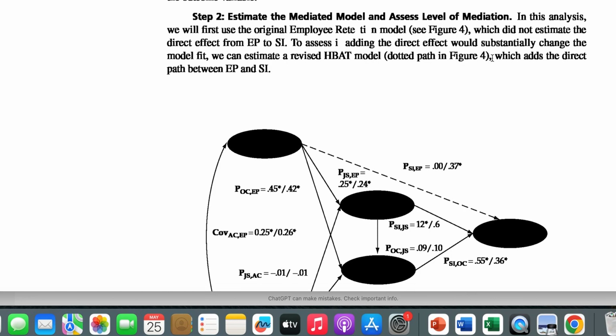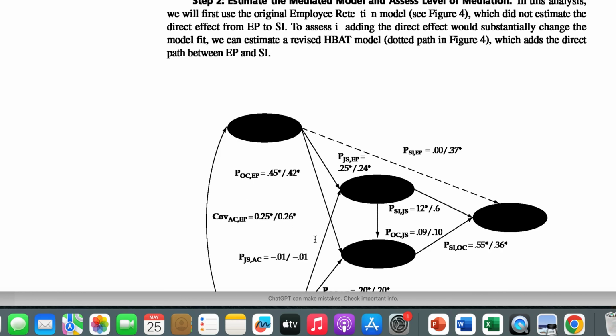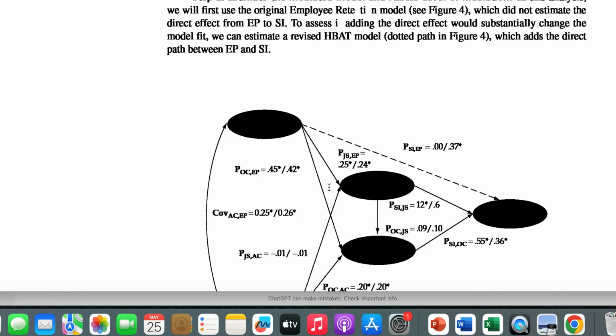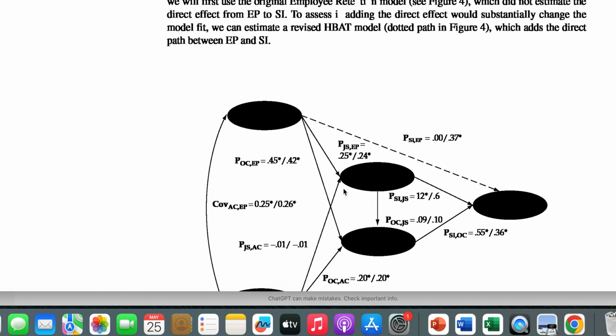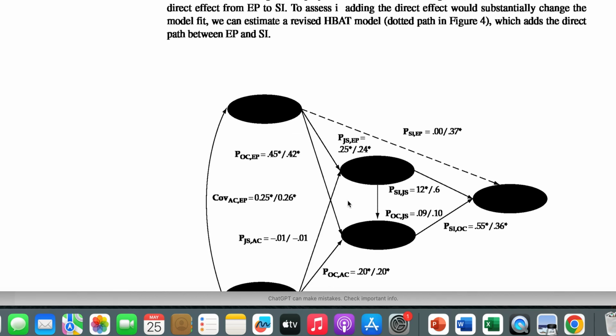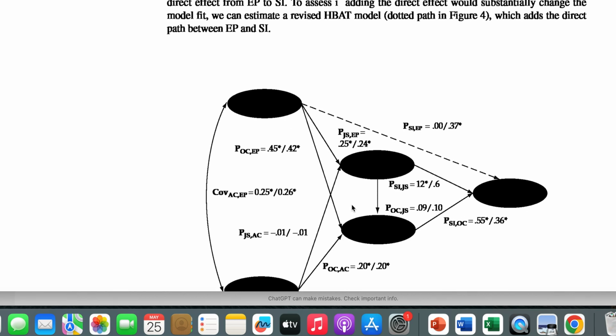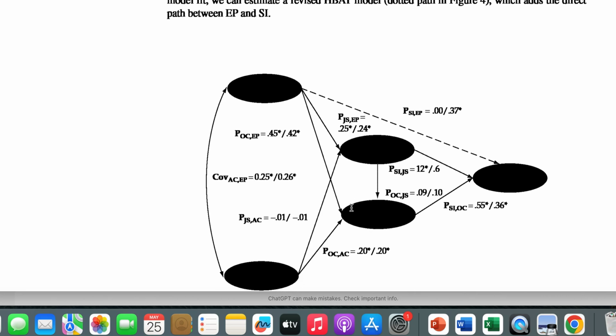Step 2, estimate the mediation model and assess the level of the mediation. In this analysis, we use the original H-bar model in figure 4, which did not estimate the direct effect to SI. To assess whether adding the direct effect would substantially change the model, we can estimate the revised H-bar model, the dotted path in figure 4, which adds the direct path between EP and SI.